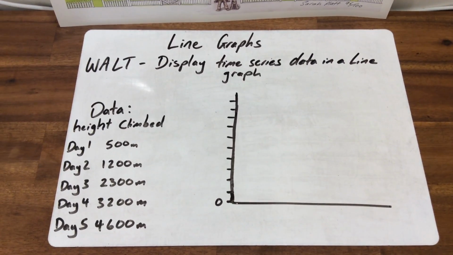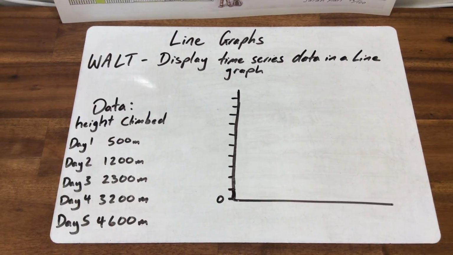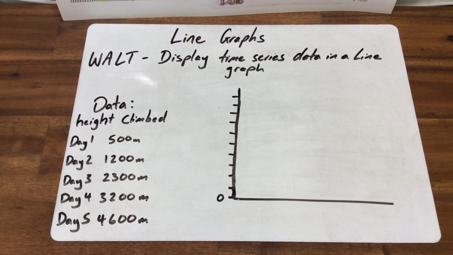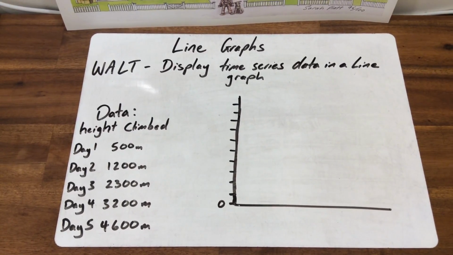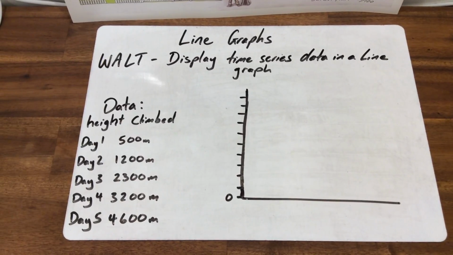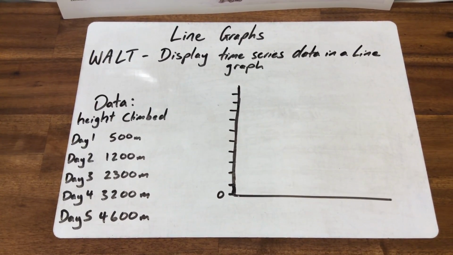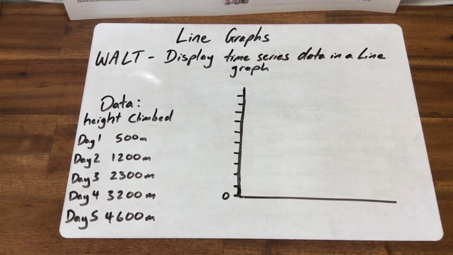Okay, in this video we're looking at how to display time series data in a line graph. So on my left here I've got the data that I'm going to be using to put into a line graph. This data was collected from a person who climbed a mountain. They climbed for 5 days and each day they reached a certain height. With time series it's going to go over a length of time.